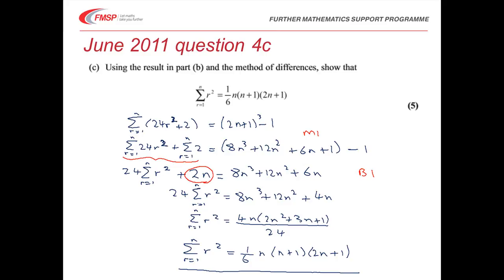And there is a final accuracy mark, but again the answer's given, so you will only get that mark if there's a complete solution only. That's the only way you can get that mark, if the previous solution is absolutely accurate.